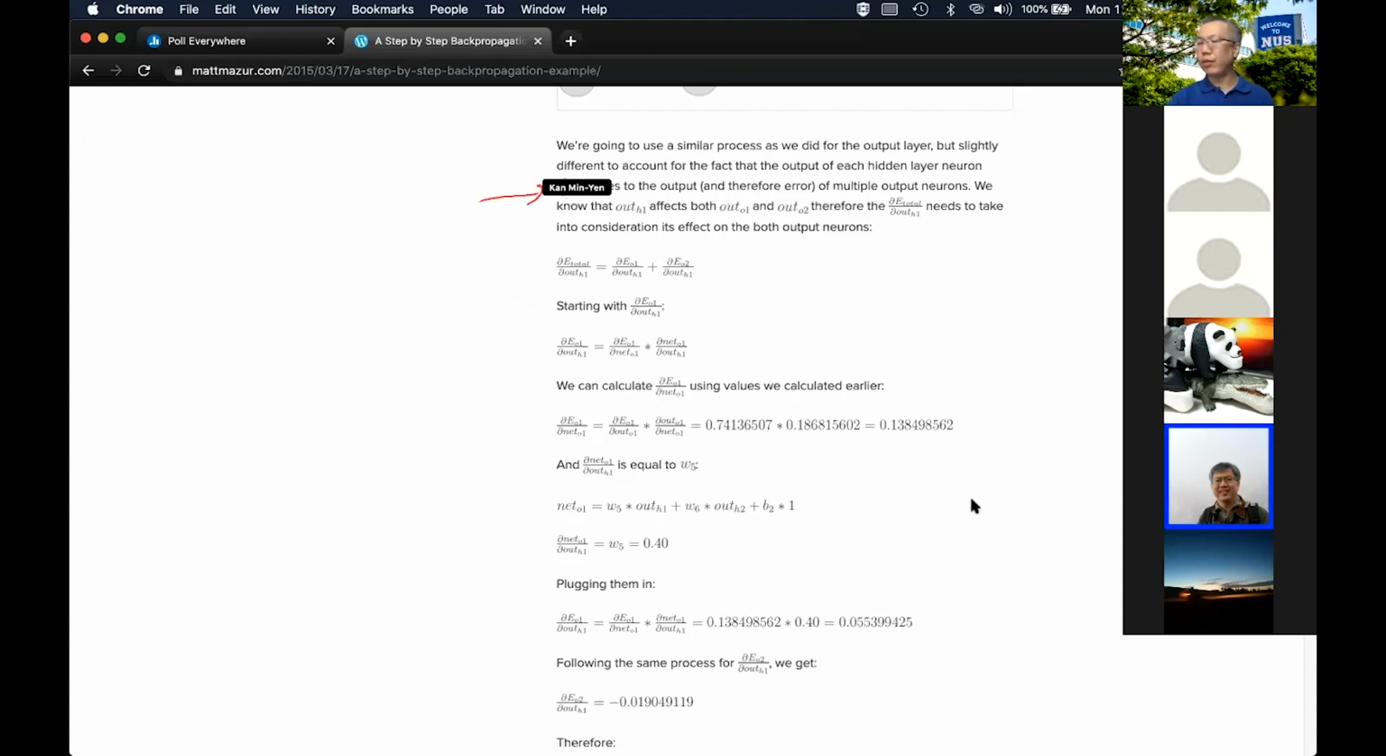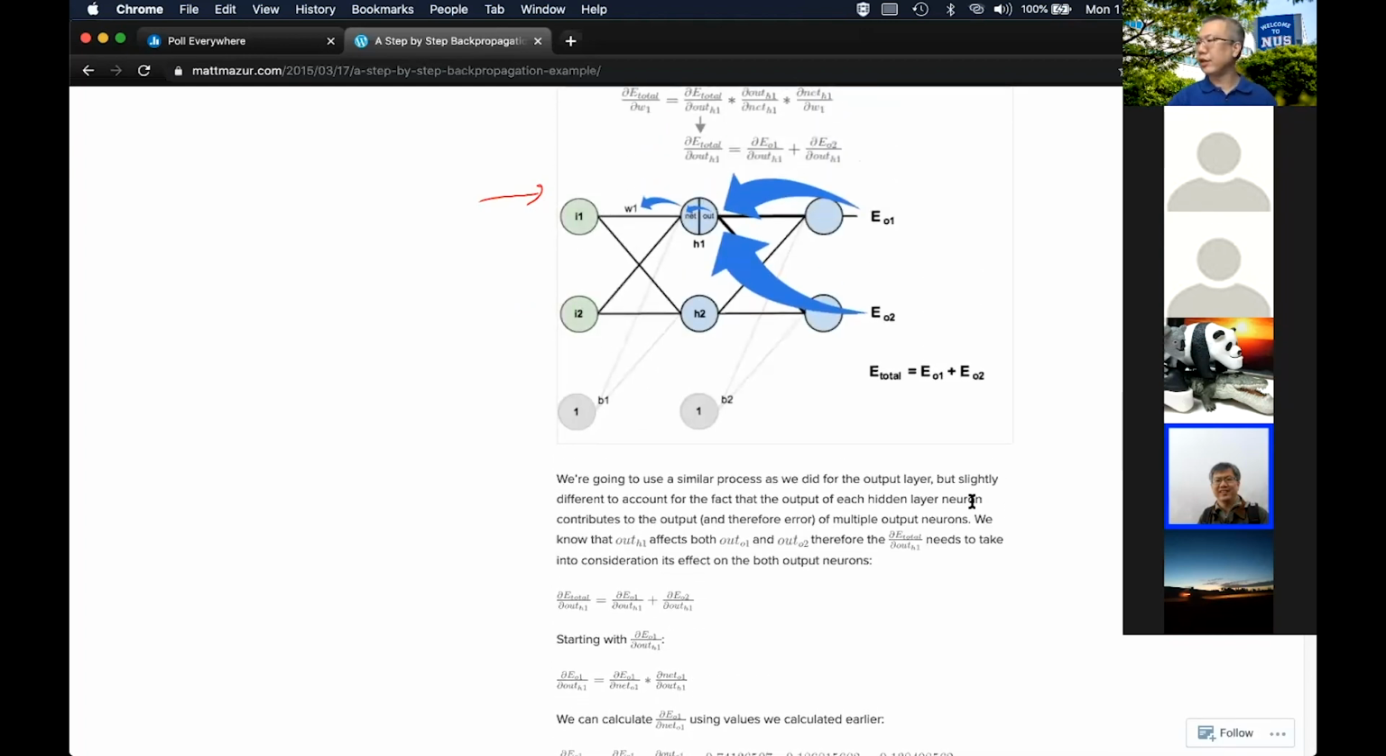We know that out H1 affects both O1 and O2, right? So that means when we think about H1, the weight that's associated with W1, I need to take both of those things into account. If you look at this, this is our H1, this one here. So that's what we were thinking about. The two big blue arrows indicate how H1 changes the output of the final loss, because the final loss is dependent on both the outputs here. So I'm going to need both of the blue arrows to compute H1.